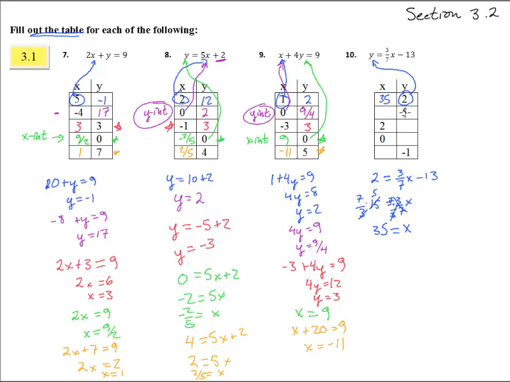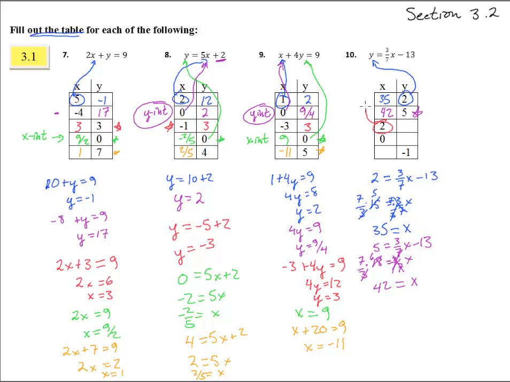We stick in y as 5 right here. So we get 5 equals 3/7 x minus 13. Add 13 over to the other side. We get 18 equals 3/7 x. Times both sides by 7/3. And it gets rid of that guy. We have x equals, see, 18 divided by 3 is 6, times 7 is 42. Wow. Alrighty. Maybe these will be a little bit easier sticking in x here.